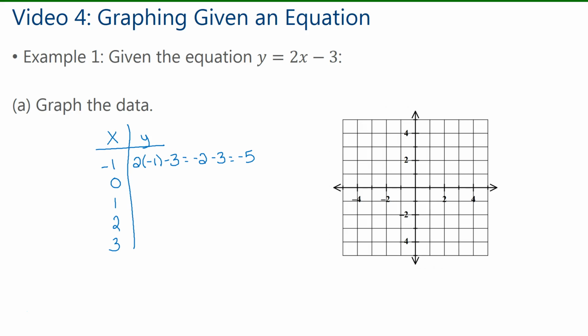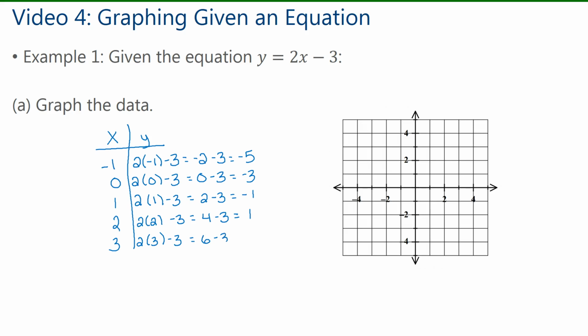And what's the second point going to be? 2 times 0 minus 3, which is 0 minus 3, or just -3. Now we'll plug in 1. 2 times 1 is 2. Take away 3 gives me -1. 2 times 2 is 4. So here we'll get a 1. And then the last one, 2 times 3 is 6. Take away 3 gives me a 3.